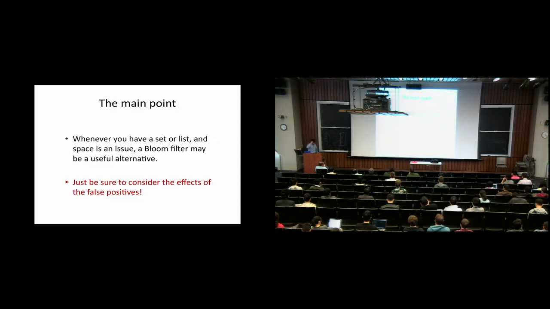All right, so the main takeaway from this first part for those who have to leave or want to go to sleep now: whenever you have a set or a list of items and space is some sort of concern that you have to deal with, a Bloom filter may be a useful alternative. You just have to make sure that you figure out what the effects of the false positives are, what they are going to do to your system. There are some settings where false positives are okay, you can handle them in a sort of off path, and there are other cases where false positives might be just terrible. So you really have to think in terms of what it will do with your application.